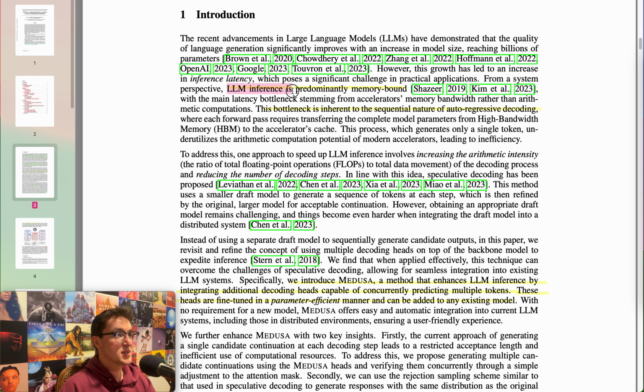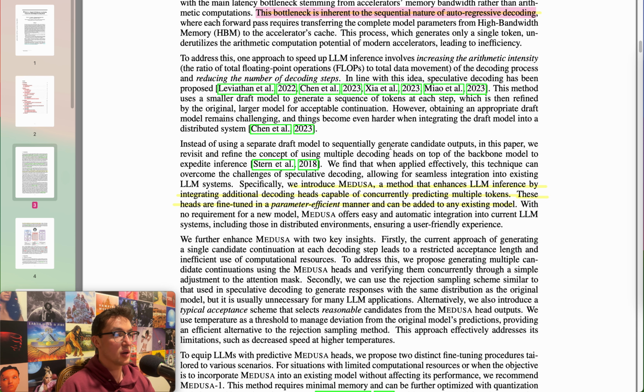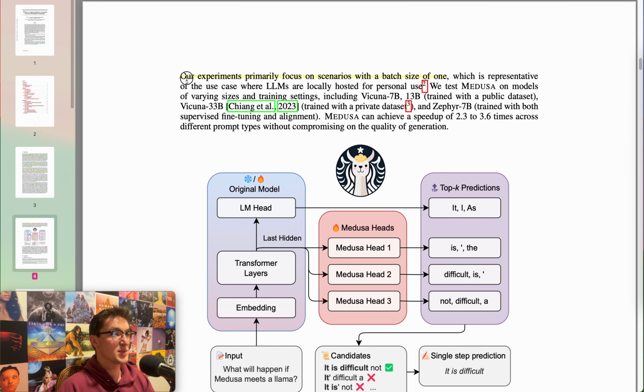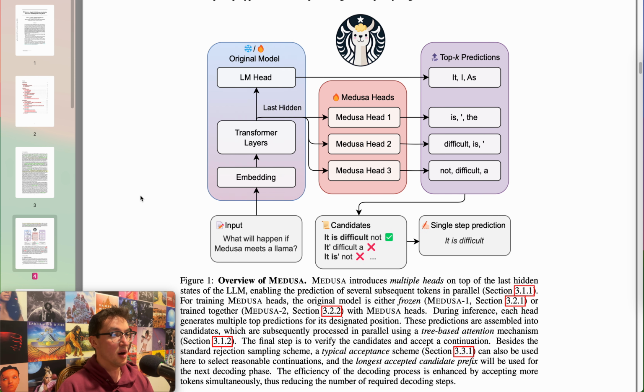So we have: LLM inference is predominantly memory bound, which is one reason that my Uriel thing is pretty bad. This bottleneck is inherent to the sequential nature of autoregressive decoding. We introduce Medusa, a method that enhances LLM inference by integrating additional decoding heads capable of concurrently predicting multiple tokens. These heads are fine-tuned in a parameter-efficient manner and can be added to any existing model. Our experiments primarily focus on scenarios with a batch size of 1. So this really doesn't work for batch decoding. Not that it matters. Most local single users don't need that. Batch decoding is more of a specific automation use case.